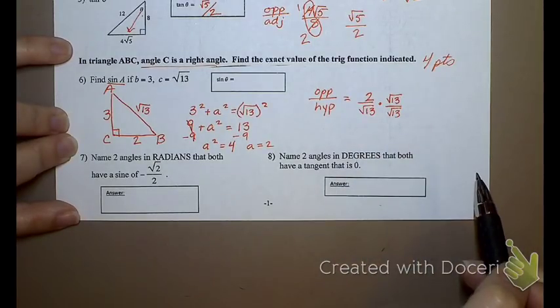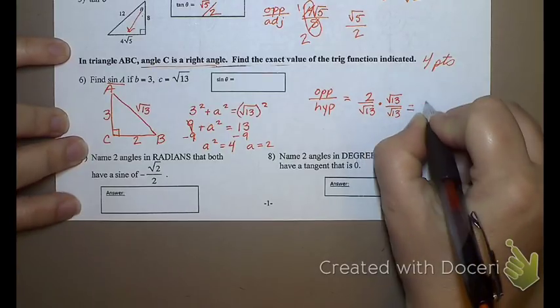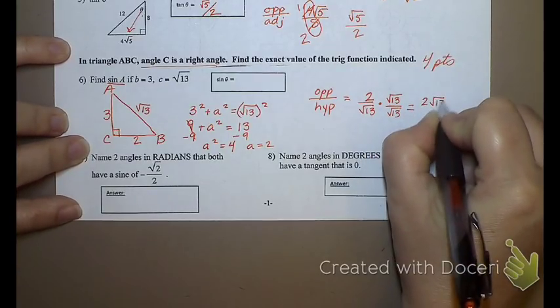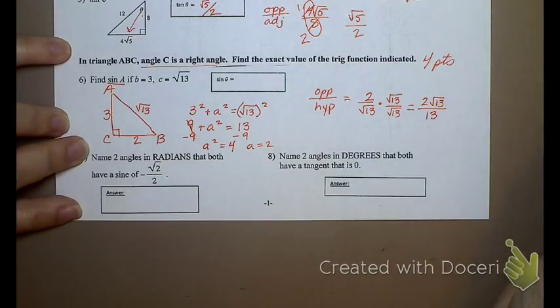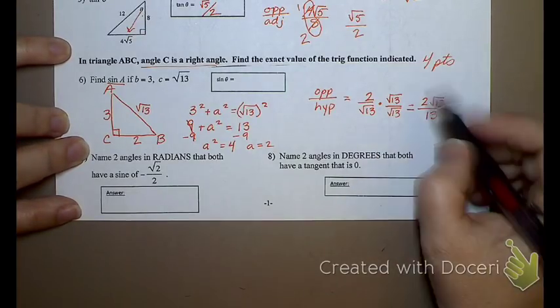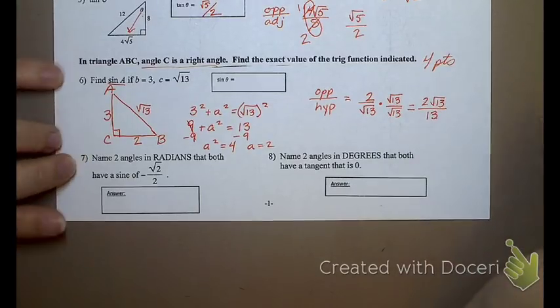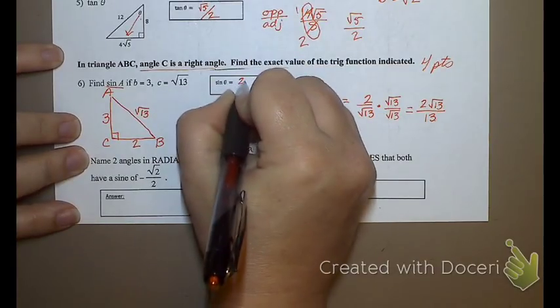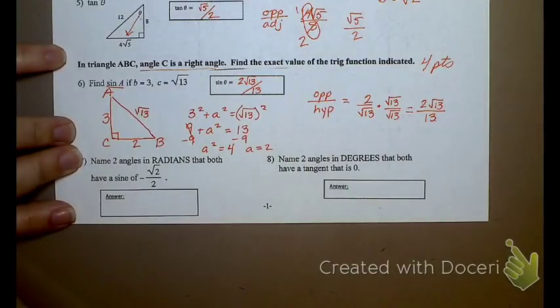Well, isn't that where you just are trying to leave? So let's not cancel anything out yet. I have 2 rad 13 on the top. What do I have on the bottom? 13. Can anything reduce? No. 2 and 13 can't reduce, and I can't reduce in a radical with something not in a radical. So my answer is just 2 rad 13 over 13. Questions there?